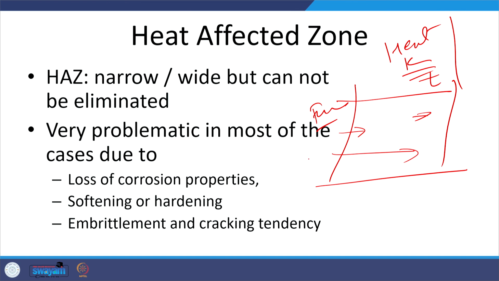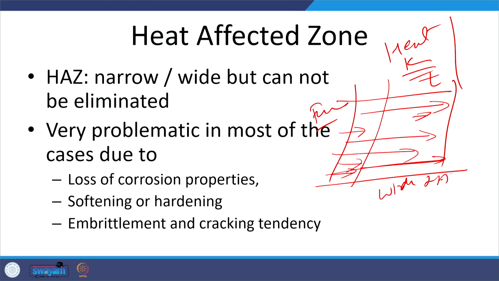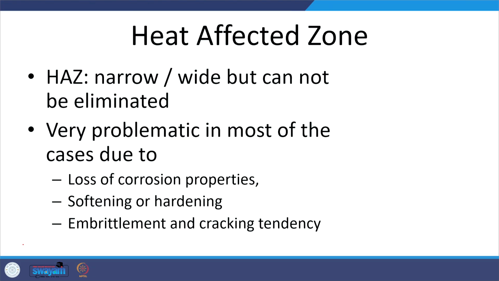Now, this width can be very wide or very narrow. So this compromise in properties will always be there, whether it is over a narrow zone or a wider zone. Accordingly, we say a wide heat affected zone or a narrow heat affected zone. Efforts are always made to reduce this, but it cannot be eliminated because heat will always be dissipating from the fusion boundary to the base metal.